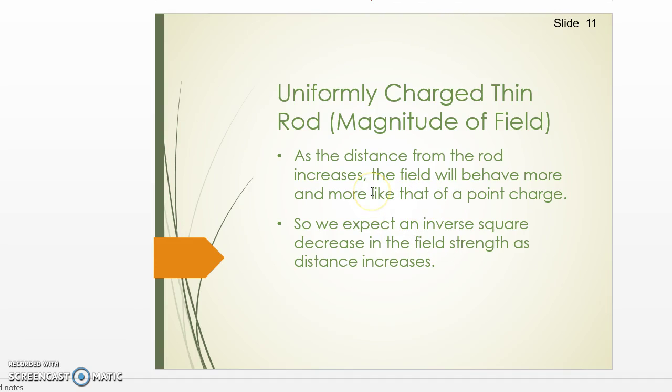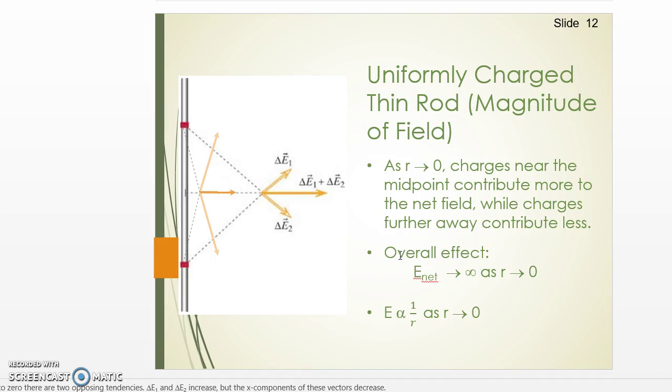Okay, so what tendencies can we see conceptually? Well, we can imagine that if we have a finite rod and we move far away from the rod, then the rod is going to behave like a point charge. So we would expect an inverse square relationship at a reasonable distance from the rod. So the next question is, what happens as we get closer and closer to the rod?